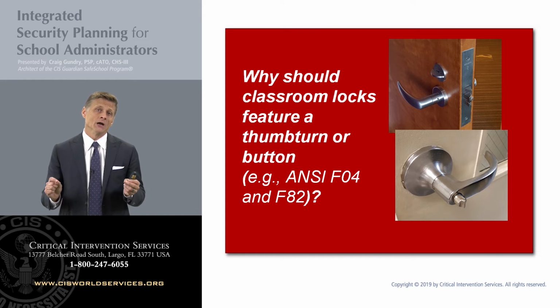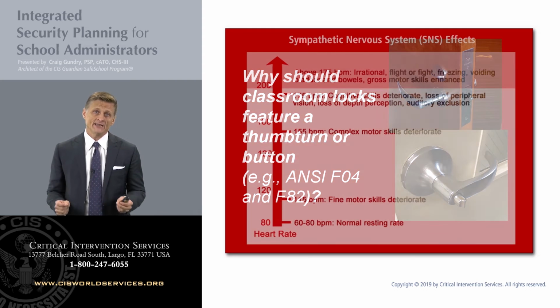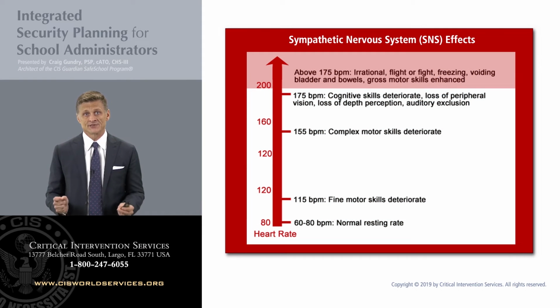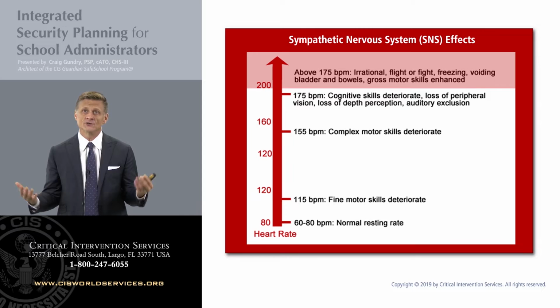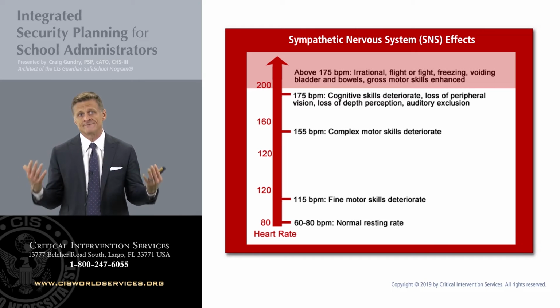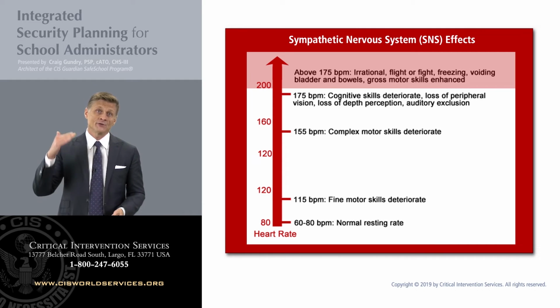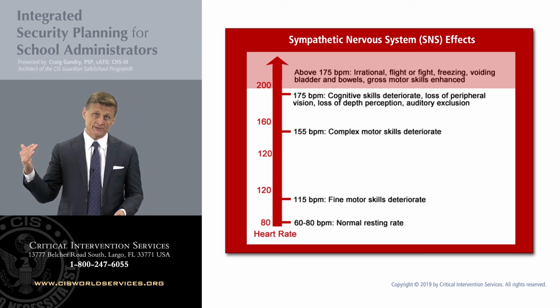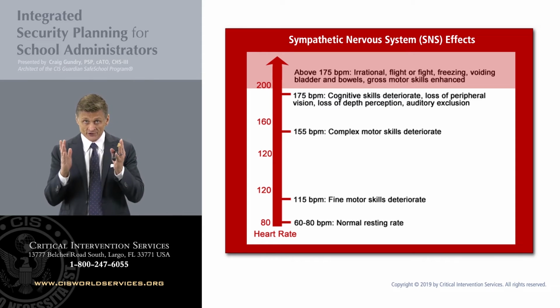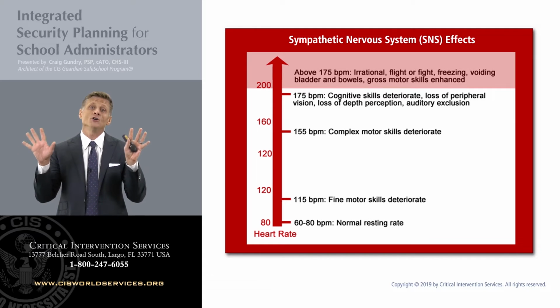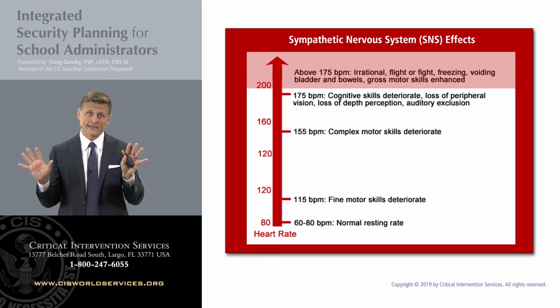Well, here's the problem. During life-threatening events, the sympathetic nervous system is activated. The sympathetic nervous system essentially governs our fight or flight response. And when it is activated, a whole bunch of deleterious effects occur. First, it interferes with problem-solving ability, basically higher cognitive functions. Second, things like tunnel vision begin to set in. Memory impairment occurs, and also difficulty with fine motor coordination.